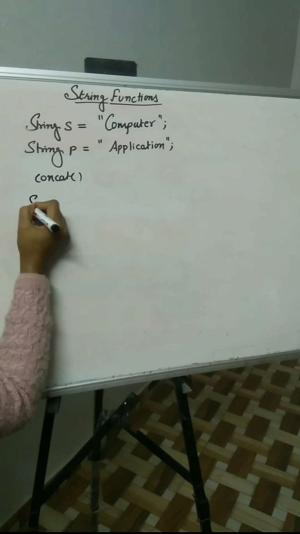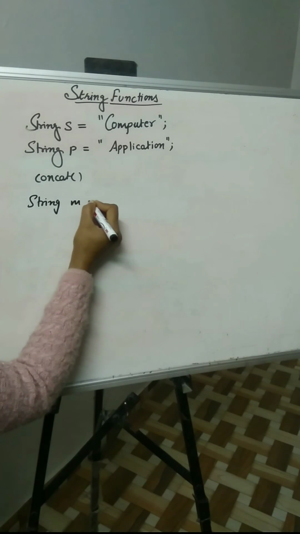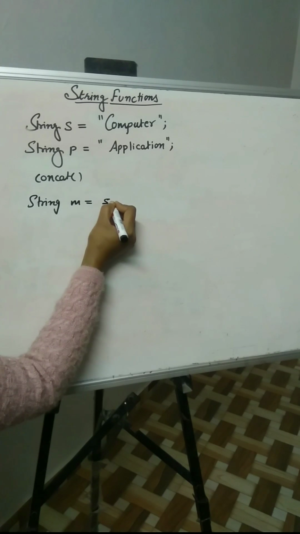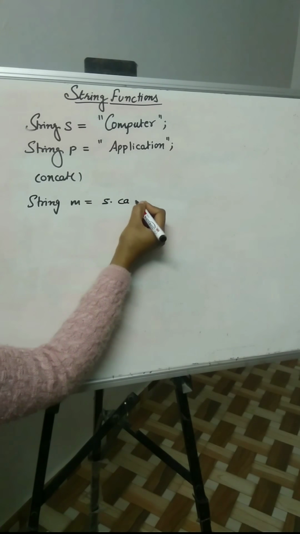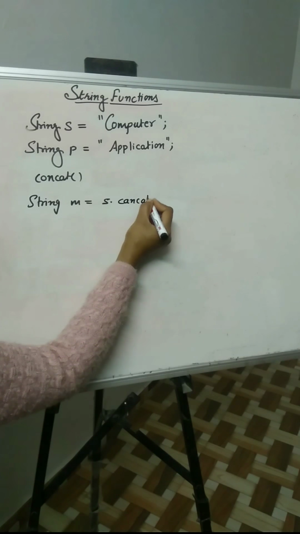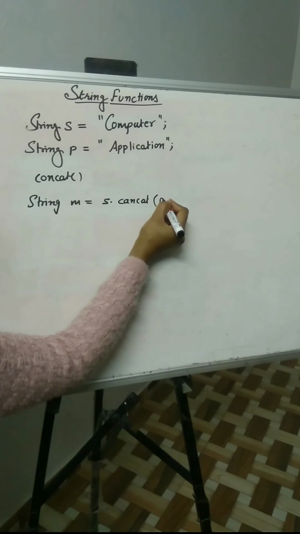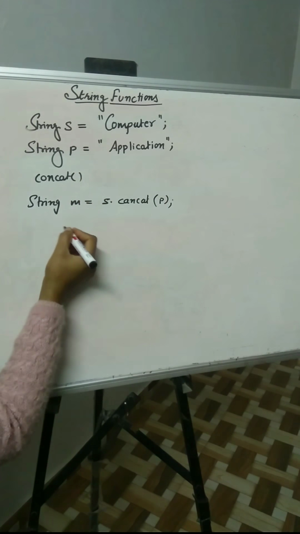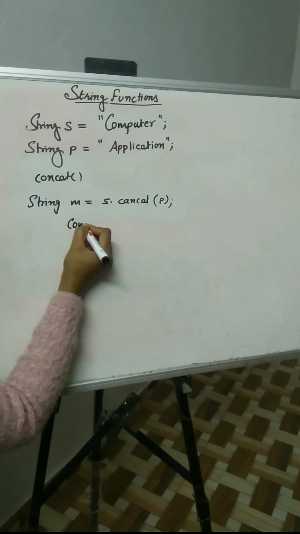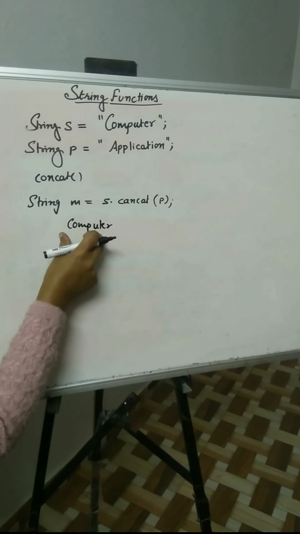So what we have to write here? The data type should be string. String n is equal to S dot, S means computer, dot, then we write the concat function, and within the function we pass the P variable, which is storing the application. S dot concat P. So the answer should be computer, means the M value is computer.